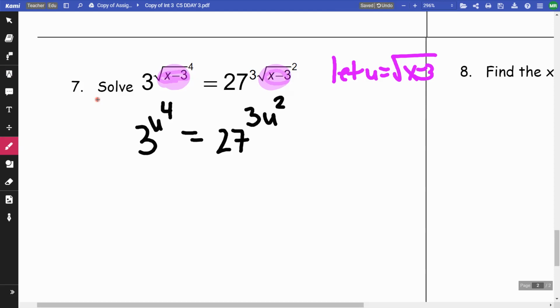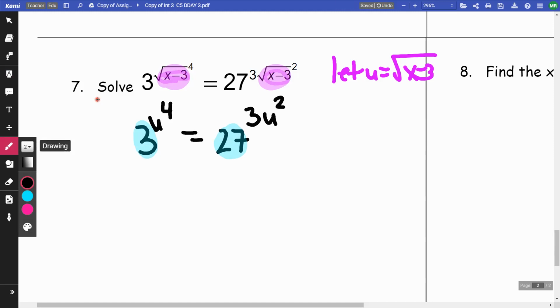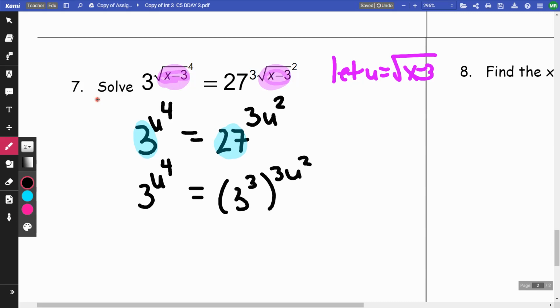So now what I want to do is get both of these to be the same base. So I want this 3 and this 27 to become the same base. So I'm going to make both of them 3 to a power. Well, this one's going to stay 3 to the 4u. And this 27 is a 3 to the 3rd. Now let me do it this way. 3 to the 3rd, that's being raised to the 3u squared. So this side is still 3 to the 4u. This side, we're going to take power to power and we're going to multiply. So that becomes 9u squared.